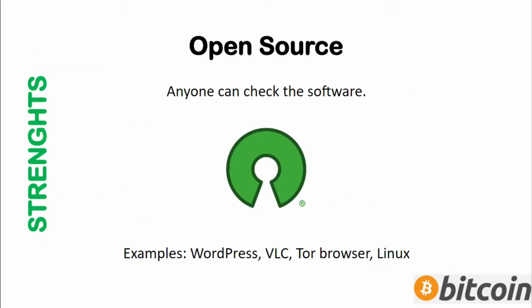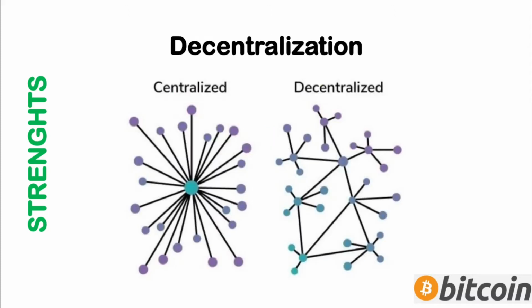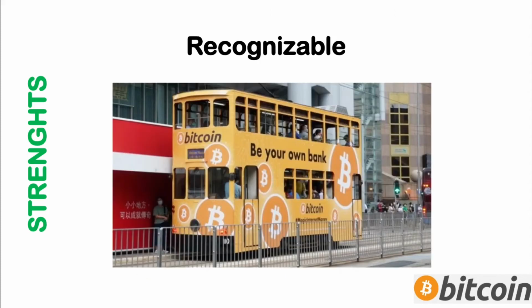Let's start with strengths. So it is open source, and that means if you know how to code, please go ahead and check the software, check the code, how it works, what it does. It is decentralized, so it doesn't have a single point of failure. It is working on voluntary basis, and anyone in the world can be a part of this network. It is recognizable. We've been around for around 11 years, I guess.